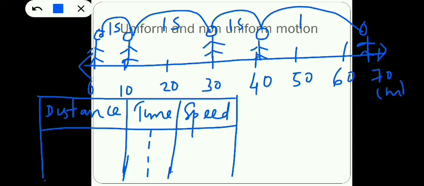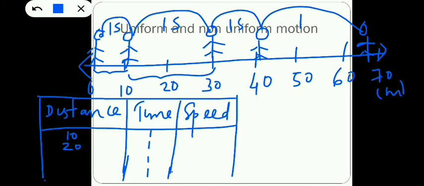Now, what is the distance traveled for each time interval? For the first 1 second, what is the distance traveled? 0 to 10, 10 meter. Now, for the next 1 second, what is the distance traveled? It is from 10 to 30. So, what is the total distance? 30 minus 10, that is 20 meter.